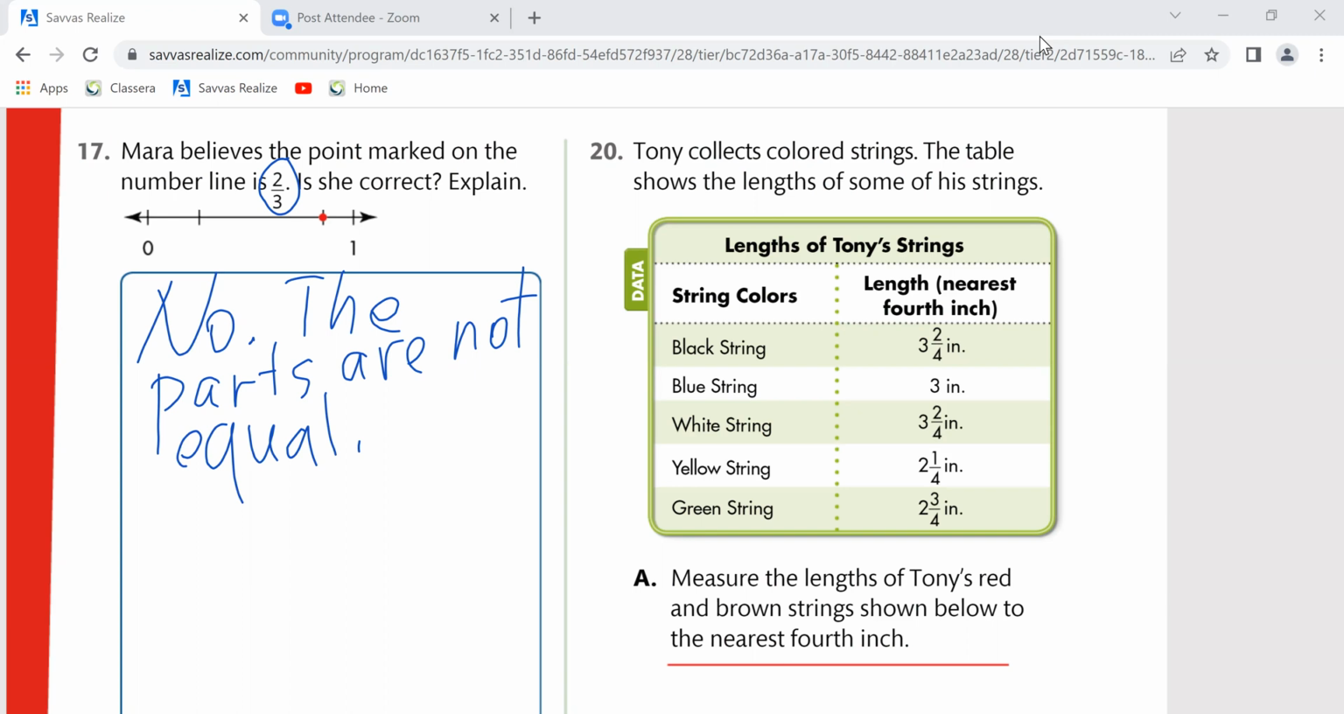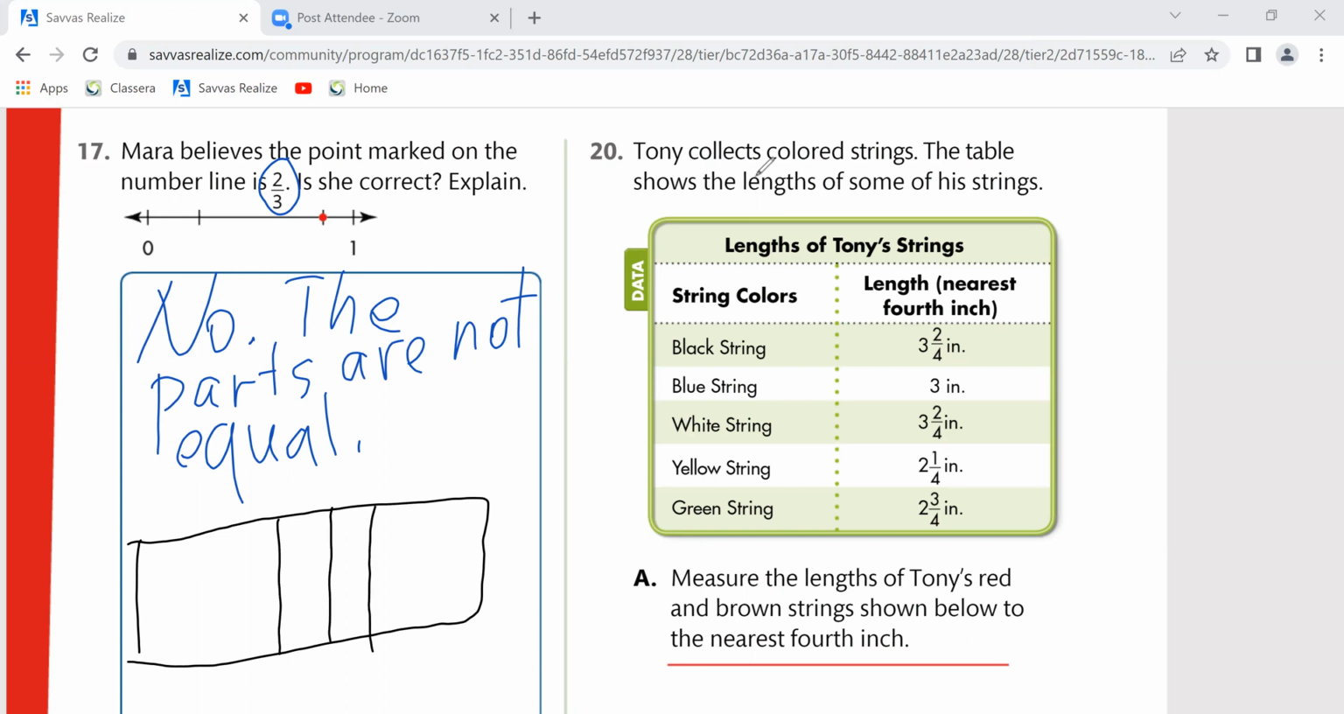Okay, next example. For example, you have a picture like this, and you have here like this, like this, like this. It tells you that 3 parts out of 4 are shaded. Is it correct? Why no? They are not equal. This one is big, this one small, small. So no, the parts are not equal. Okay, is it clear?